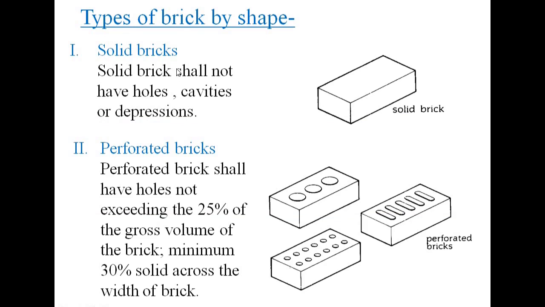Next is types of brick by shape. First is solid brick. A solid brick shall not have holes, cavities or any depression. It is a solid rectangular block, and that is called a solid brick.